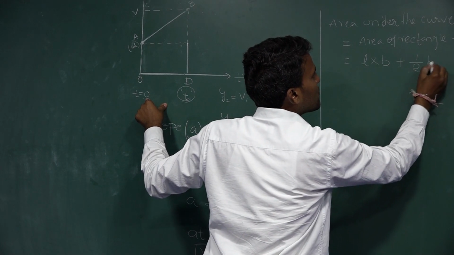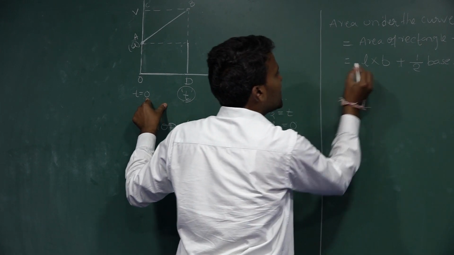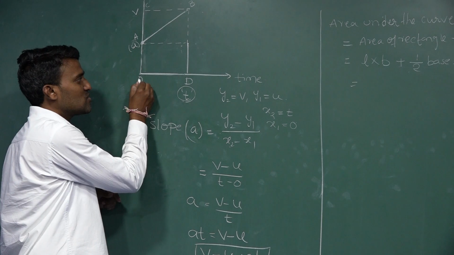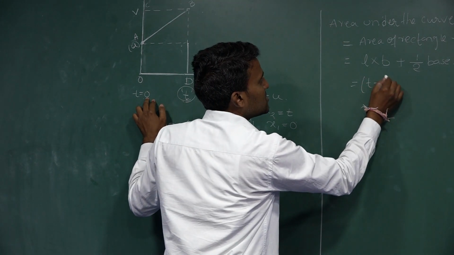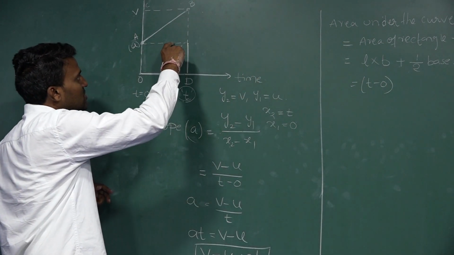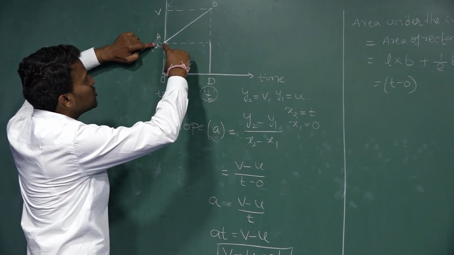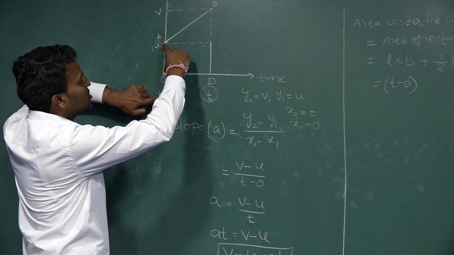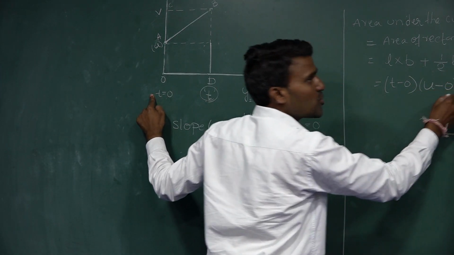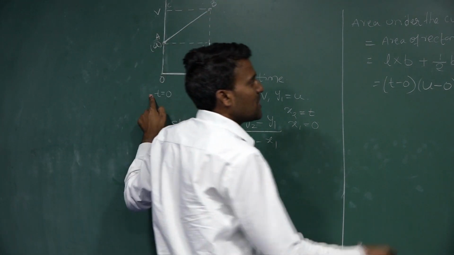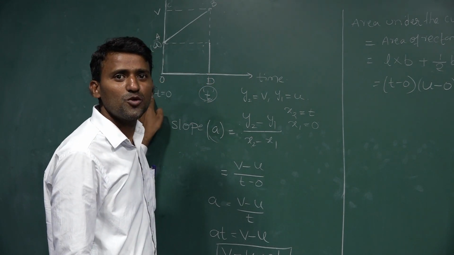The area of the triangle is half into base into height. Now length is equal to D minus O, which means t minus 0. Breadth is the final position u minus the initial position 0, because t is equal to 0. So breadth is u minus 0, plus half into base into height.